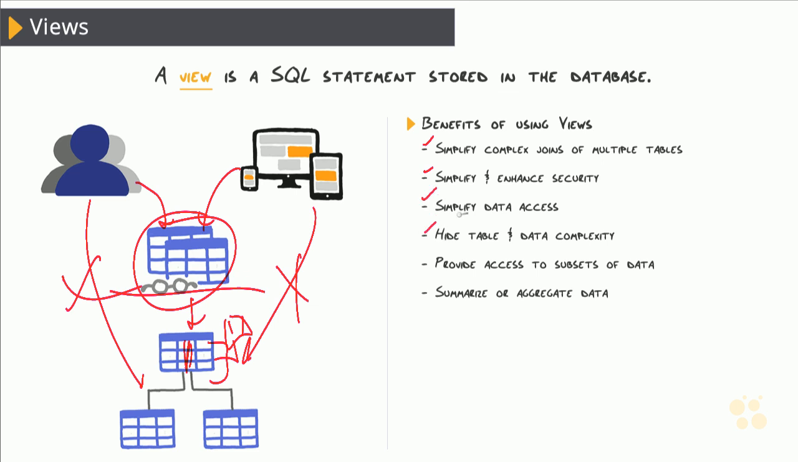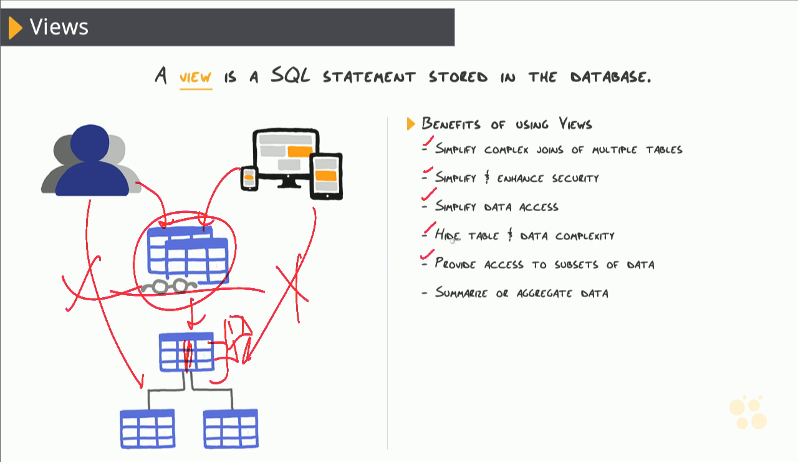We can also hide table and data complexity. We may have tables with system names in them that make little sense to very few people, so we can create a view on top of that and alias the column into something that makes more sense. We can also mask data complexity. We may have a lot of codes underneath there, and we can use case statements to turn those codes into actual values that make sense.